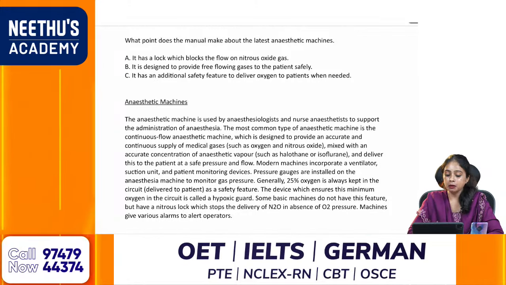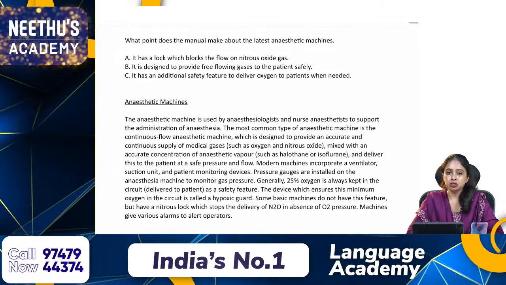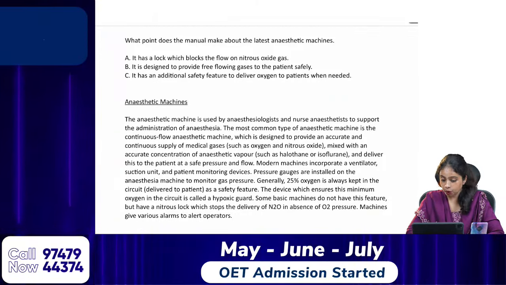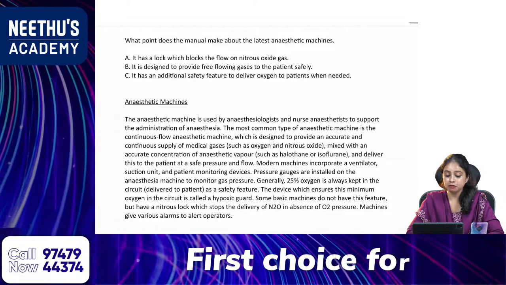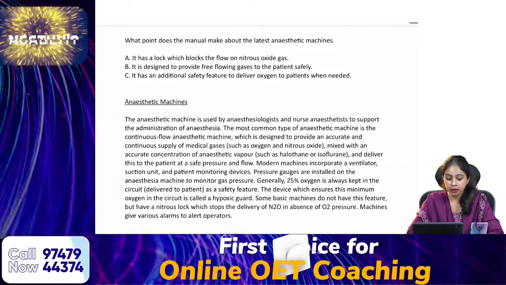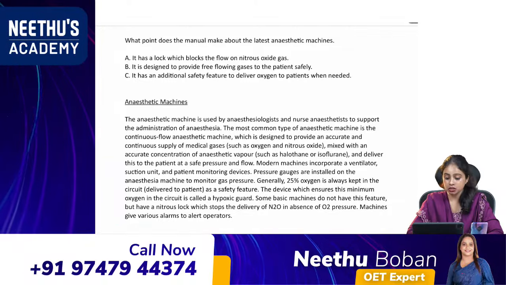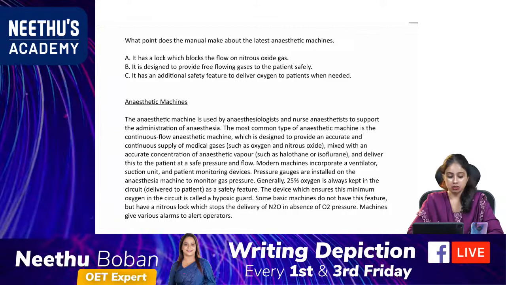What point does the manual make about the latest anesthetic machines? That is the question. And we have 3 options here. Option A, it has a lock which blocks the flow of nitrous oxide gas. Option B, it is designed to provide free flowing gases to the patient safely. And option C, it has an additional safety feature to deliver oxygen to patients when needed. So these 3 are the options.